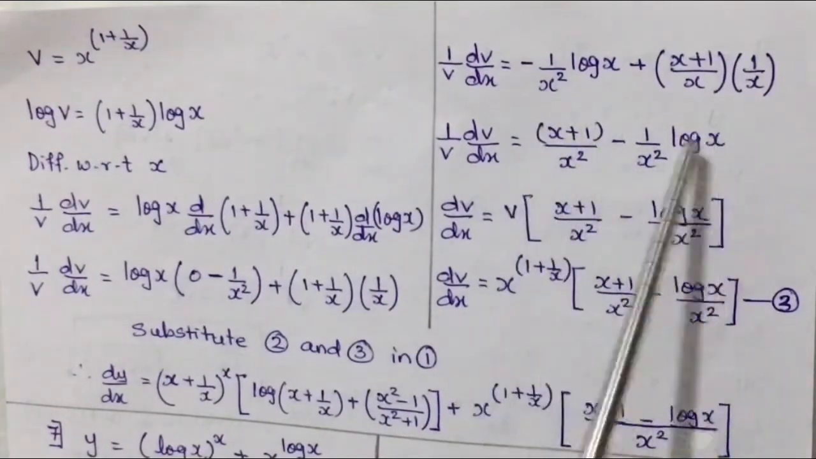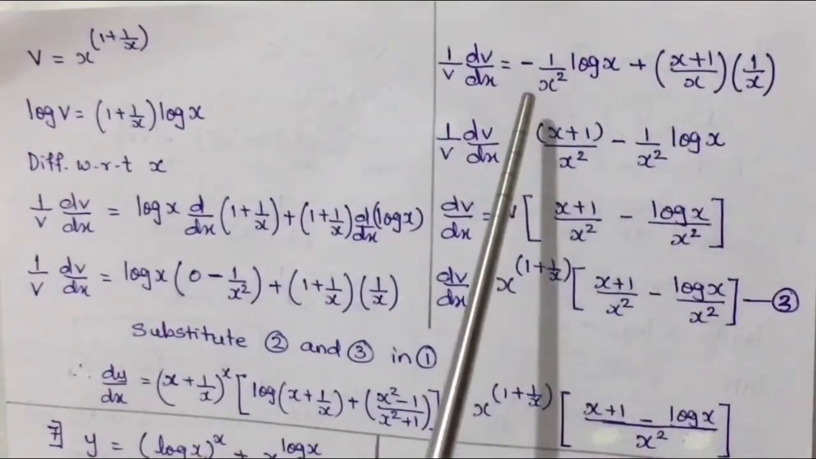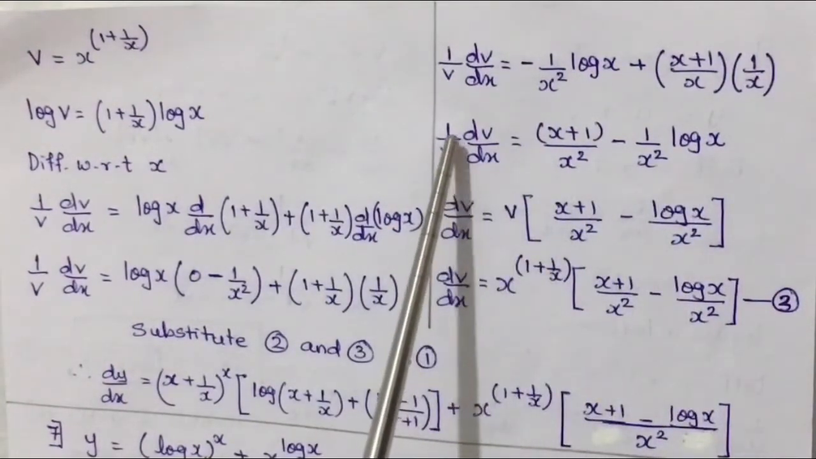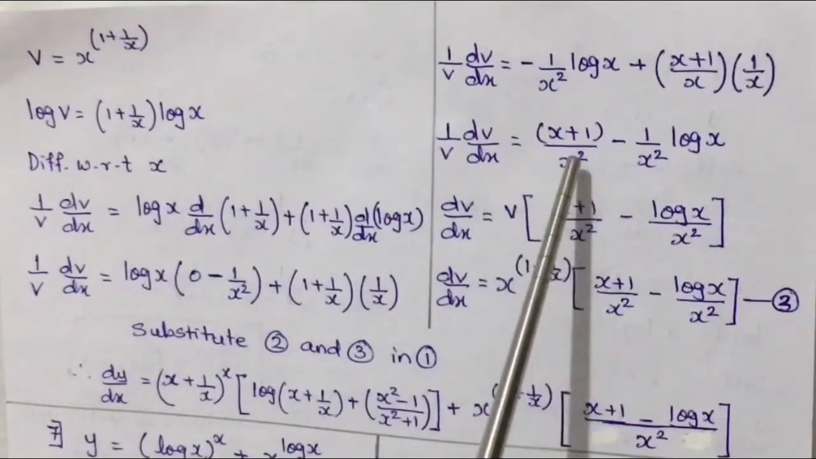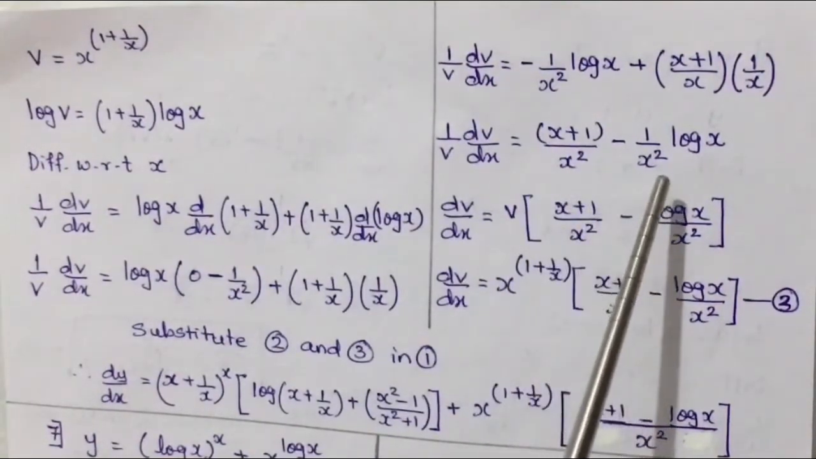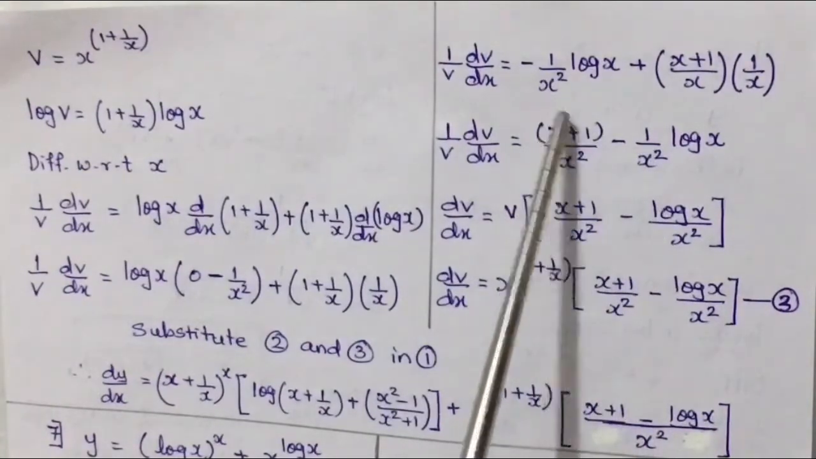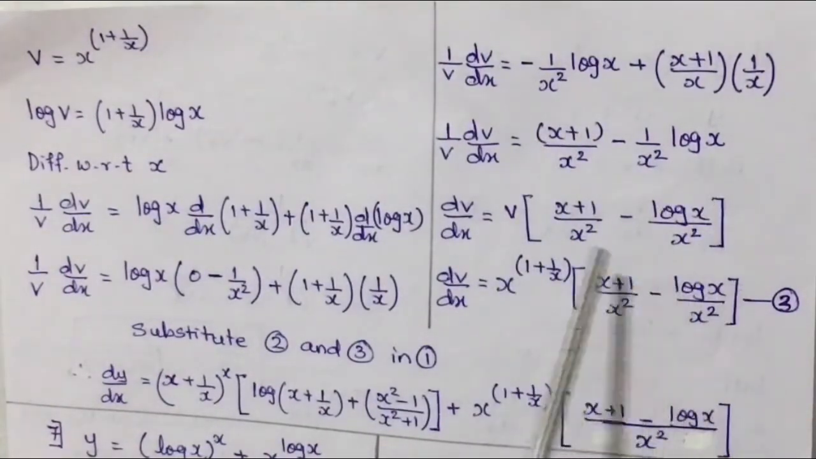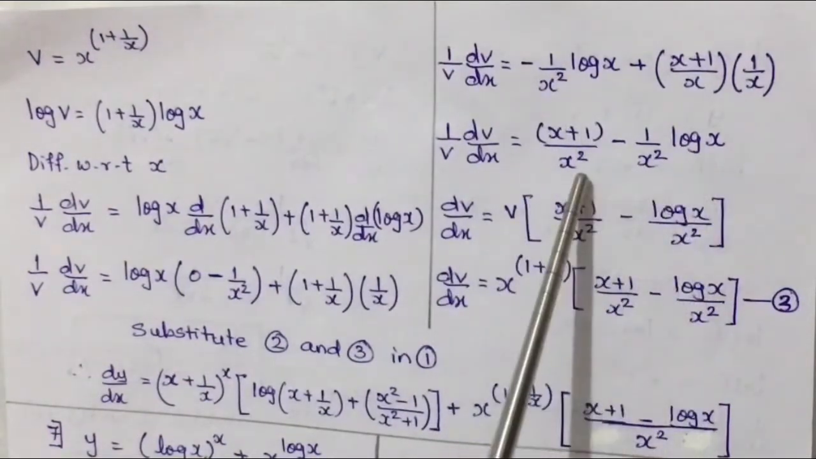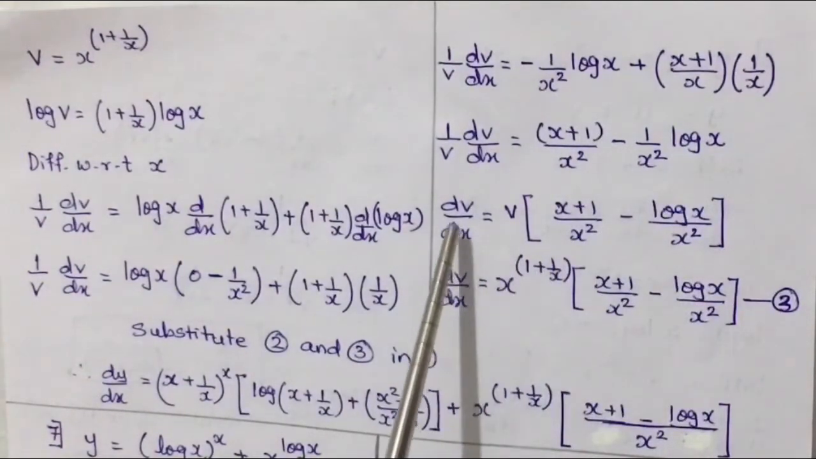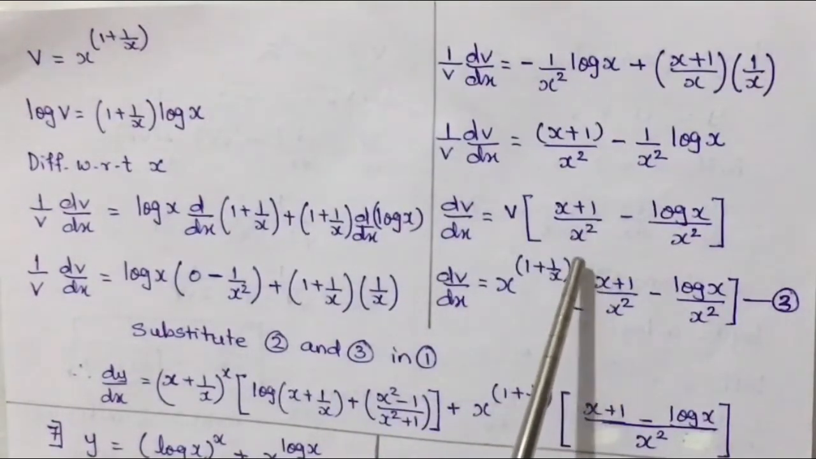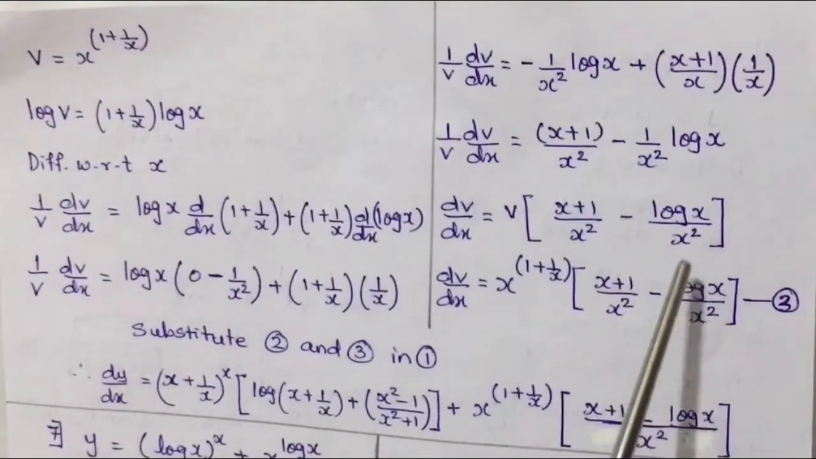So the whole of this, by taking the positive term first and negative term afterwards, we'll have 1 by v dv by dx is equal to x plus 1 upon x square minus 1 by x square log x. Now taking v the other side, it will get multiplied with this whole term, and dv by dx will be equal to v times x plus 1 upon x square minus log x upon x square.